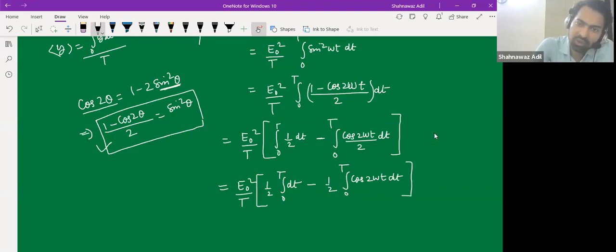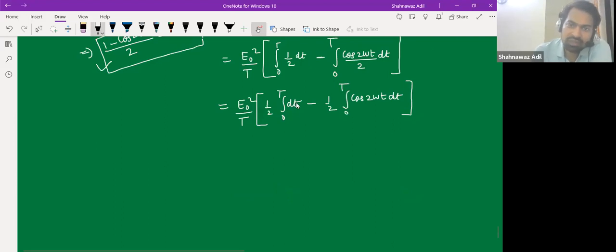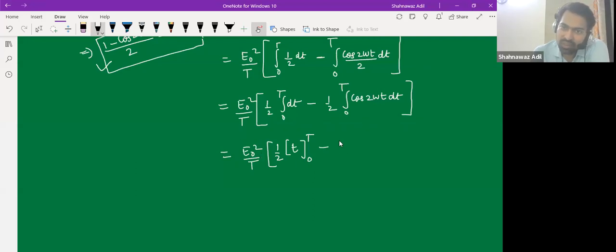Okay. So integral of dt is how much, guys? Integral of dt. There is no function in here. 1 multiplied. The integral of dt is t, right? And in the limit T to 0. So this is the first one. And what is the integral of cos 2 omega t? What would be the integral of cos 2 theta?